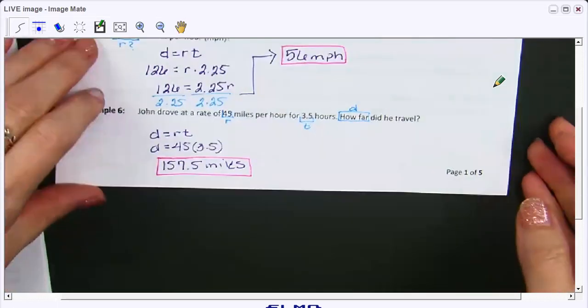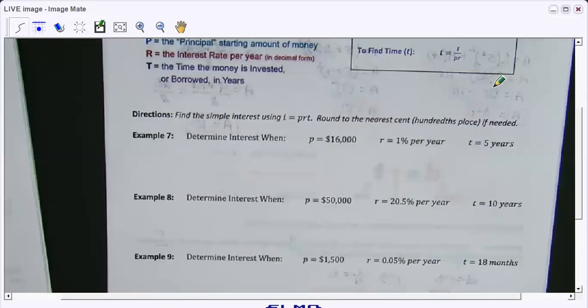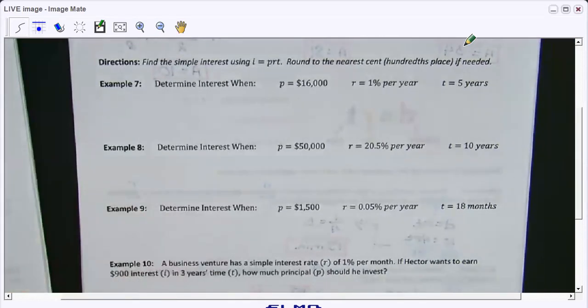All right, let's go ahead and move on to page 2. We are now going to use the interest rate formula. You are definitely with interest rate going to want to use your calculator. So if you don't have a calculator and you would like to take out your Chromebook, you may do that and use the calculator online, but make sure that you are just on the calculator.